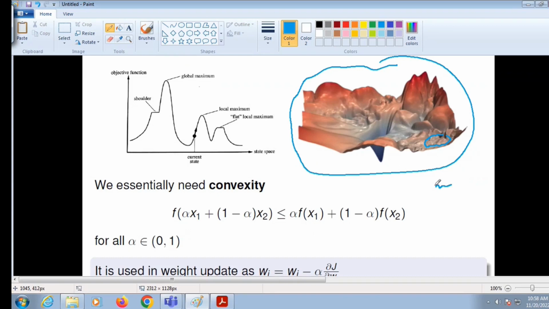In this you can also think, let's assume that you start from here. This graph and that graph have a small difference: this graph was drawn to minimize the value, and this graph is drawn to maximize the value.